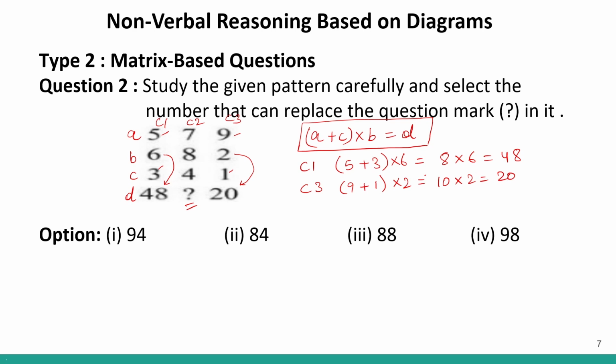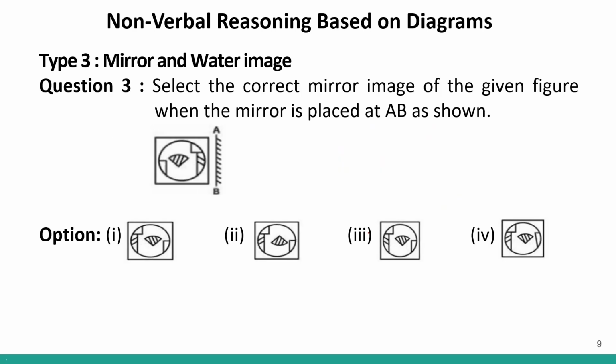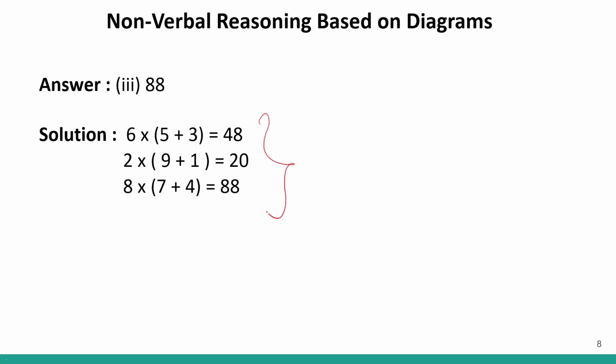Now let us check for column 2. For column 2, it will be 7 plus 4 into 8. So 7 plus 4 is what? 11, and 11 into 8 will give me 88. So 88 will be the correct answer, which is option number 3, 88. Okay, clear? Here you can see the solution. 6 into 5 plus 3 gives us 48, 2 into 9 plus 1 gave us 20 and 8 into 7 plus 4 gave us 88.